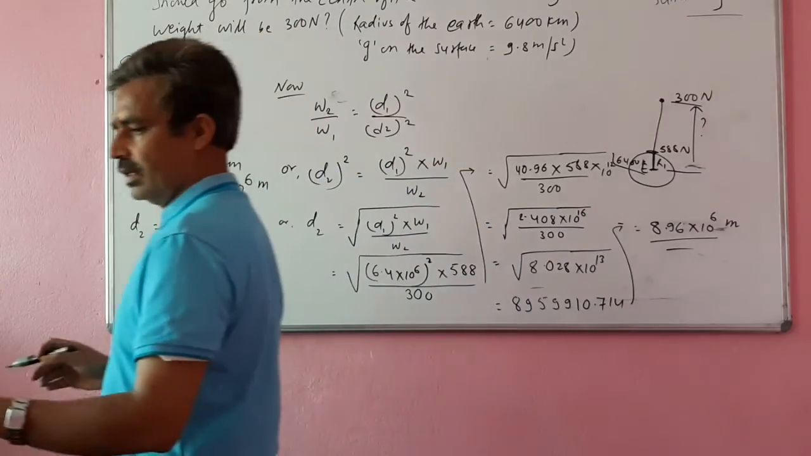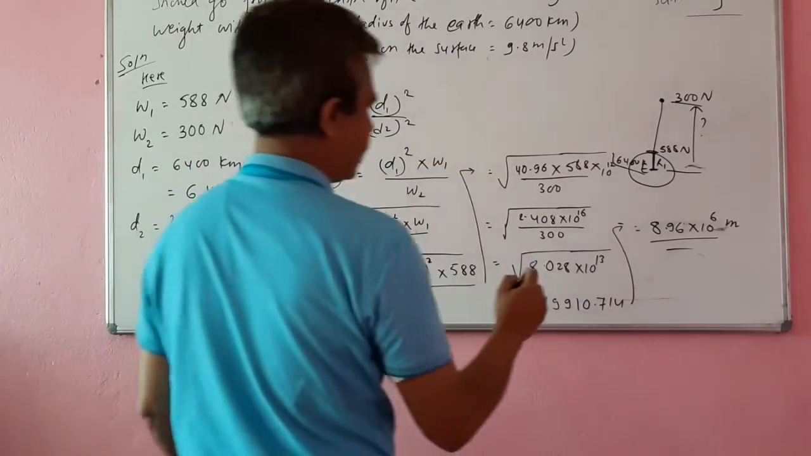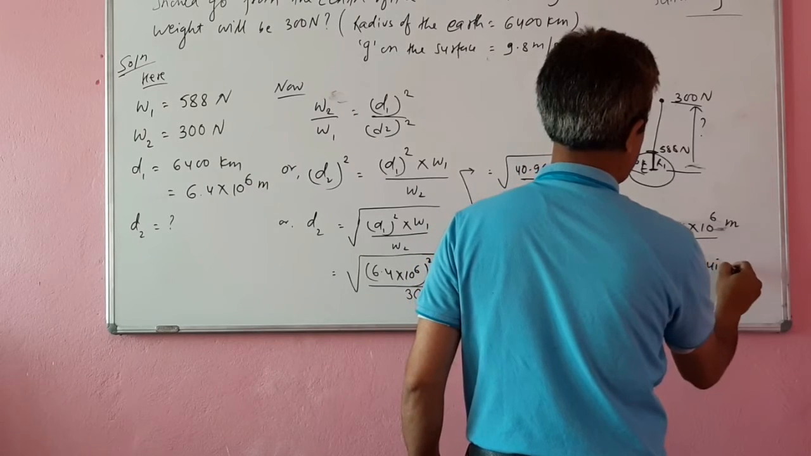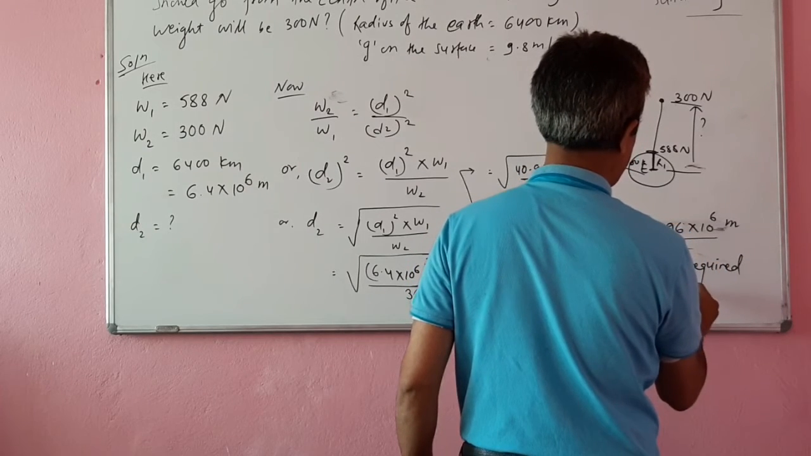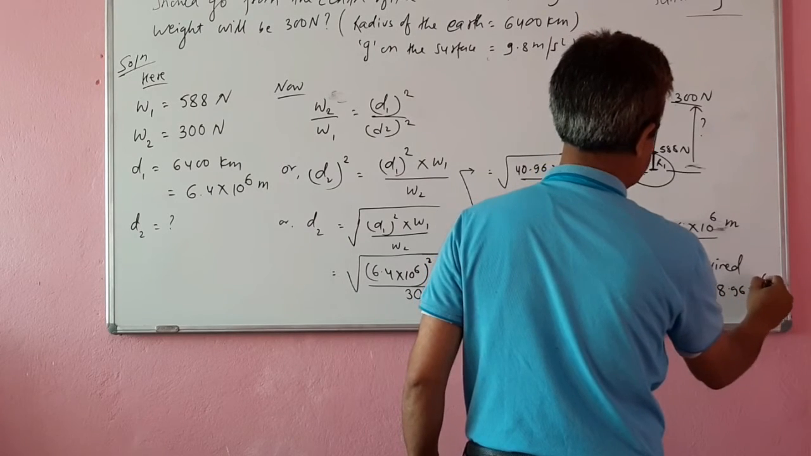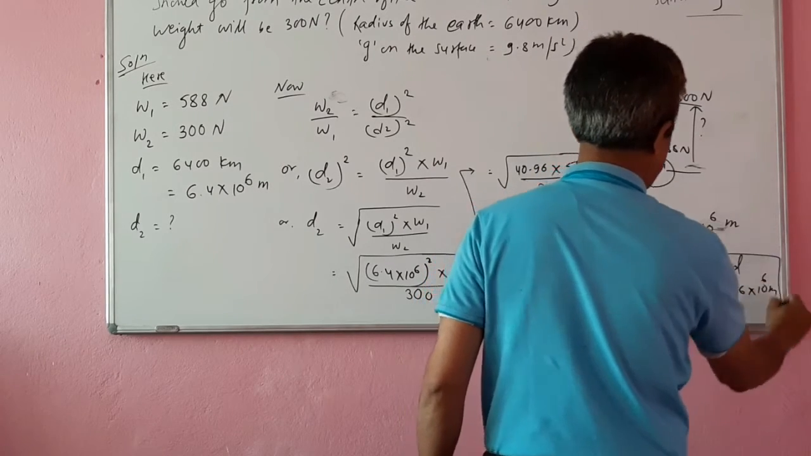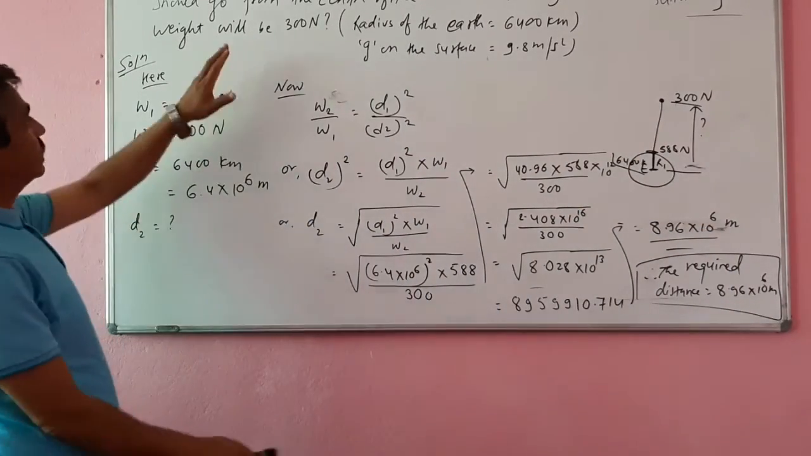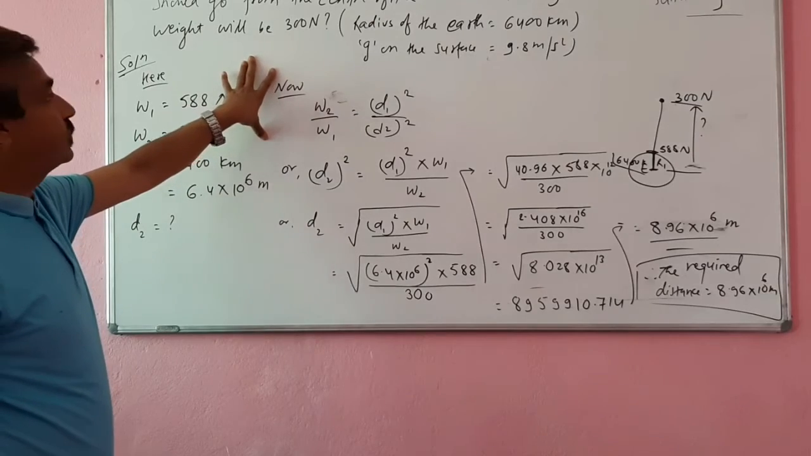That is all. Therefore, the required distance equals 8.96 times 10 to the power 6 meter. Okay, my dear students, what are we discussing? We are discussing numerical problems based on chapter 4.